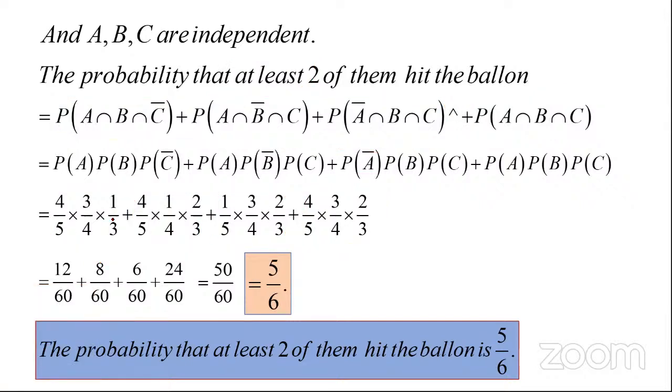So just apply the formula. The independent events formula is nothing but P of A intersection B intersection C equals P of A into P of B into P of C. So just apply the formula here.